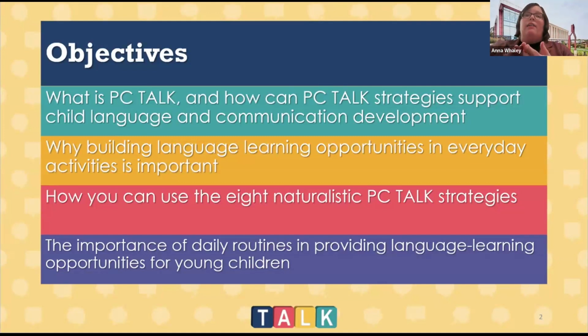However, as a parent of a 2-year-old and a 9-year-old, I use the strategies with both my kiddos. Obviously with the 2-year-old, I'm using it for working on language and communication development. But with my 9-year-old, I'm using it to create positive interactions and bond with her.